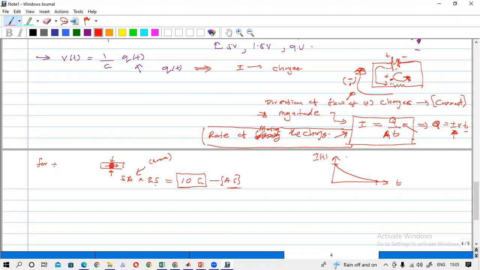But when it comes to a capacitor, the current is not constant. Current is not constant, so it is reducing like this. So if you want to find the coulomb or total charges up to some point at T1, what should we do?